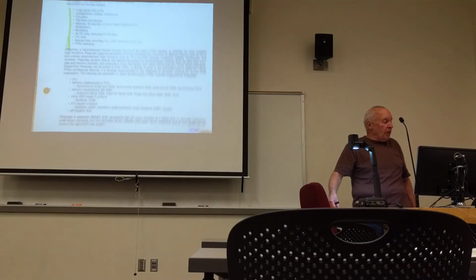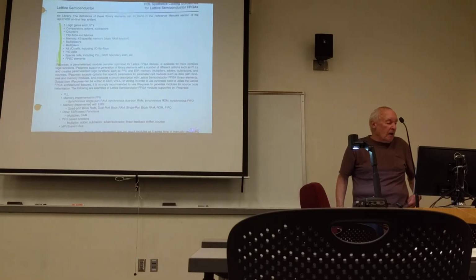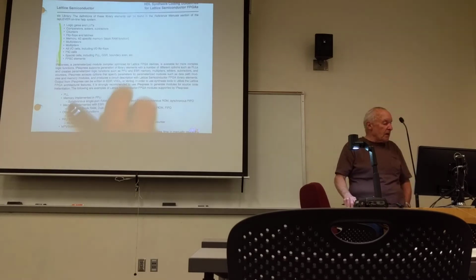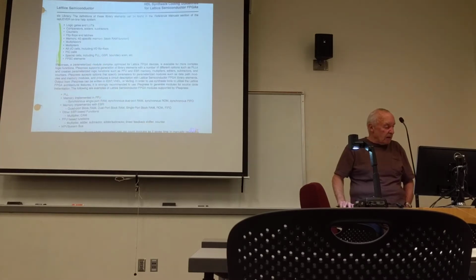They do give a list here. They talk about using library components, second-party IP, and this is the type that Lattice provides: logic gates, slots, counters, flip-flops, latches, multiplexers, phase lock loops, boundary scan, and so on.